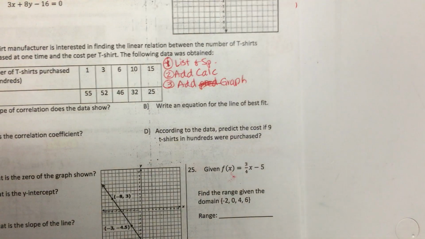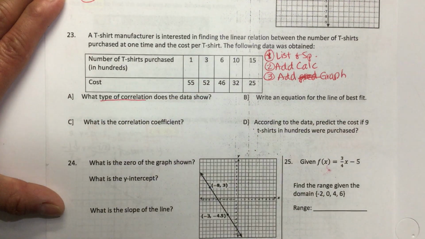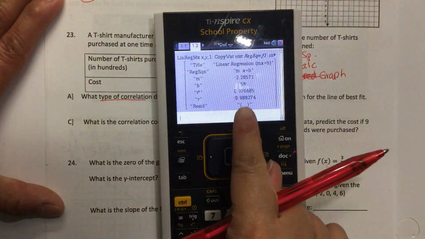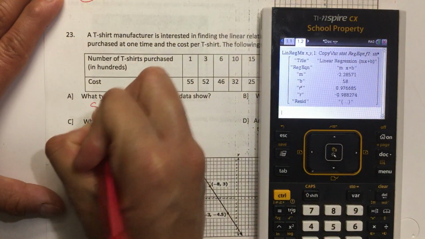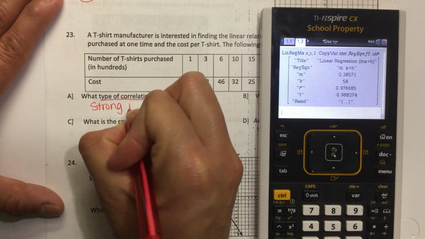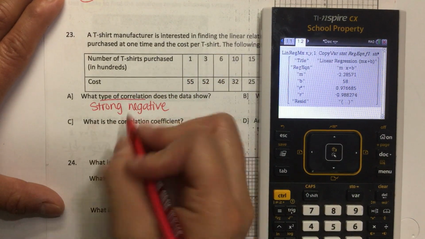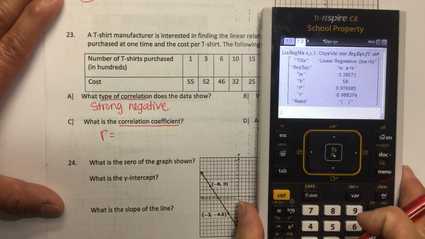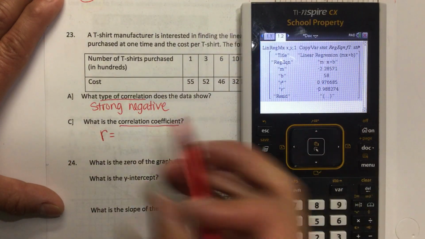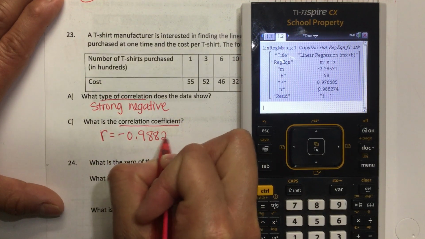So first question asks, what type of correlation does the data show? So looking at R, since it's negative 0.988, this is a strong negative correlation. Letter C says, what is the correlation coefficient? That is the value of R. So the value of R is negative 0.988274.